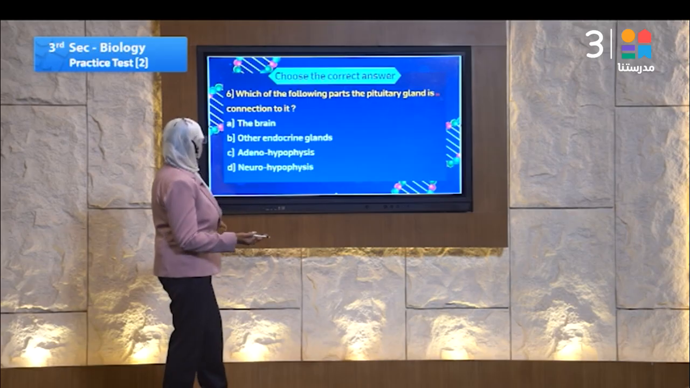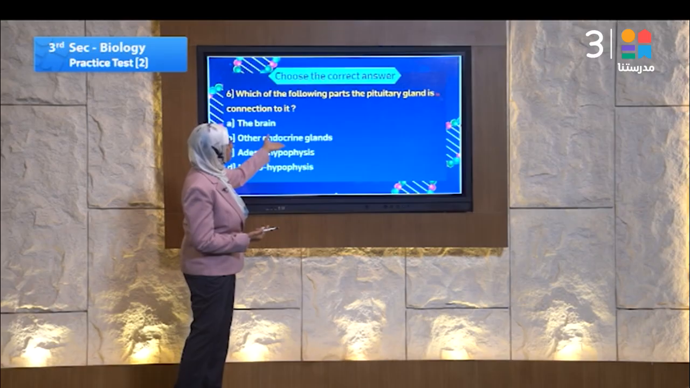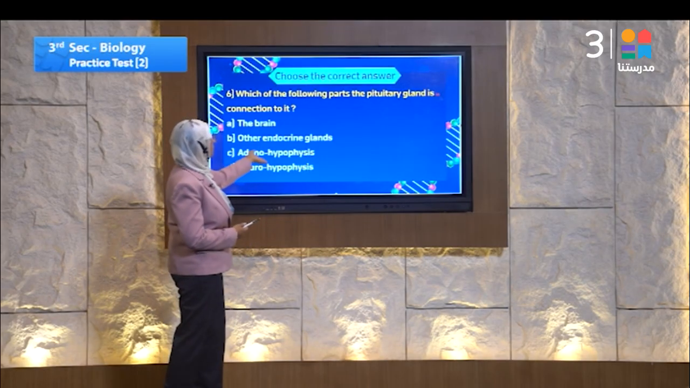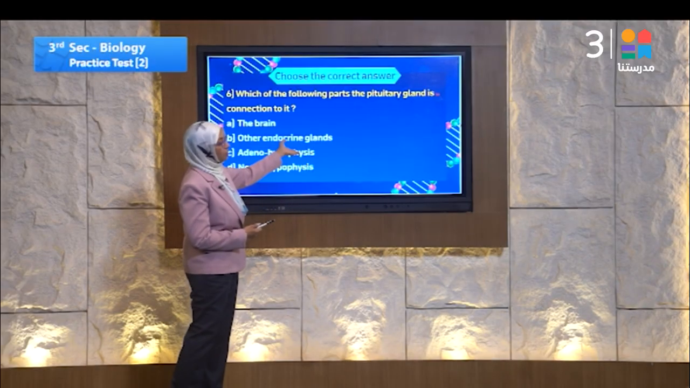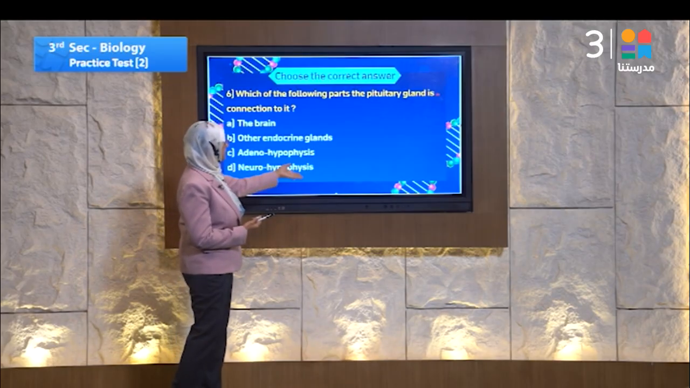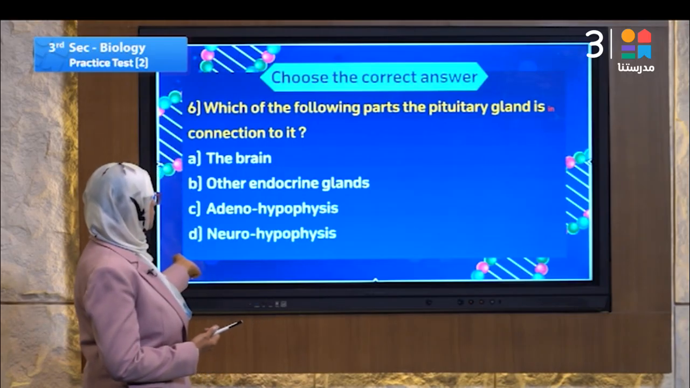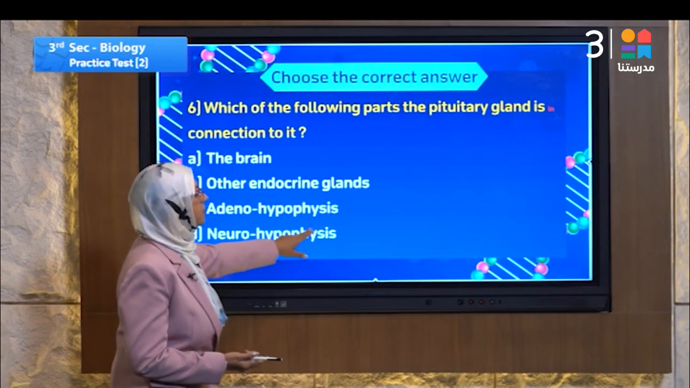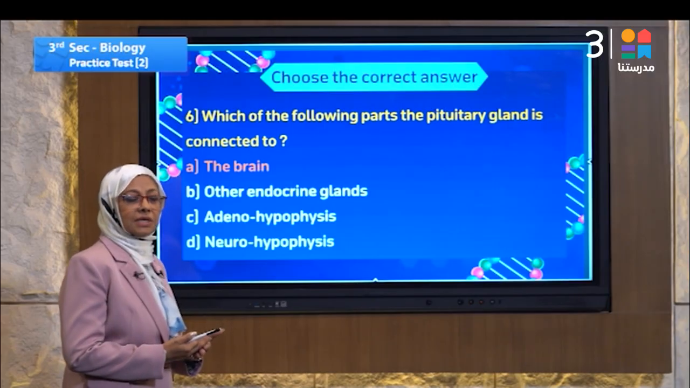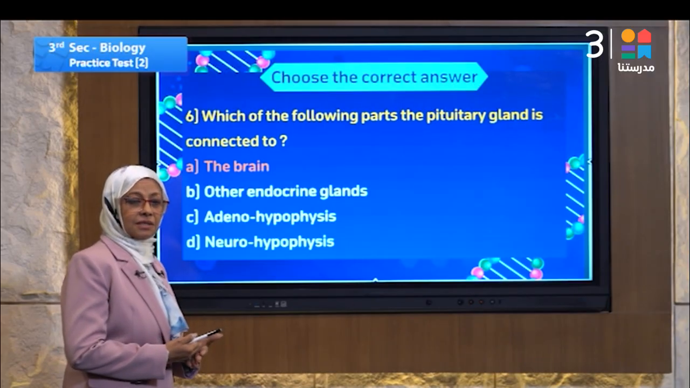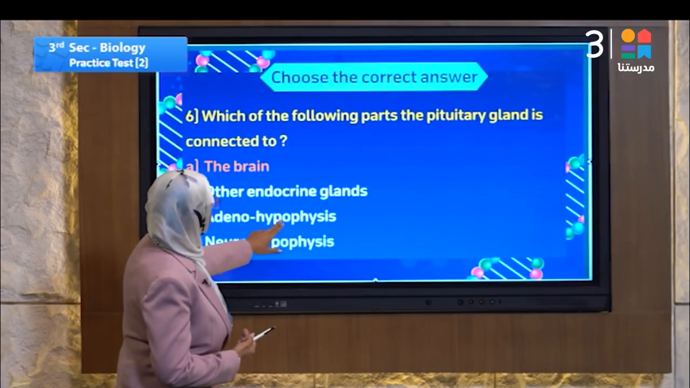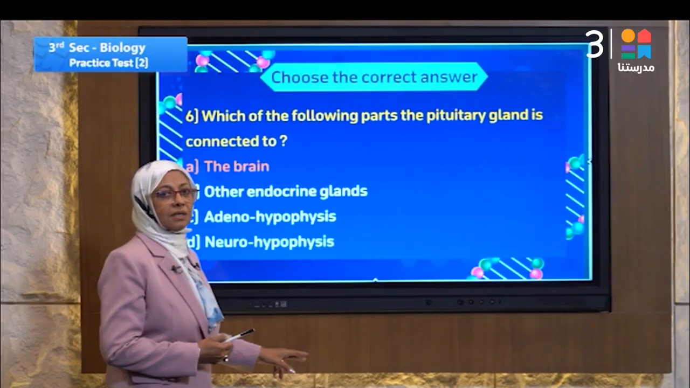Let's read the choices. Number A, the brain is attached to the pituitary gland. Is this the answer? Number B, other endocrine glands attached to the pituitary gland. Physically attached. Number C, adenohypophysis. Number D, neurohypophysis. No, the first one is the answer, the brain is attached to the pituitary gland, because it's a pea-sized gland found under the brain, inside the structure of the skull.